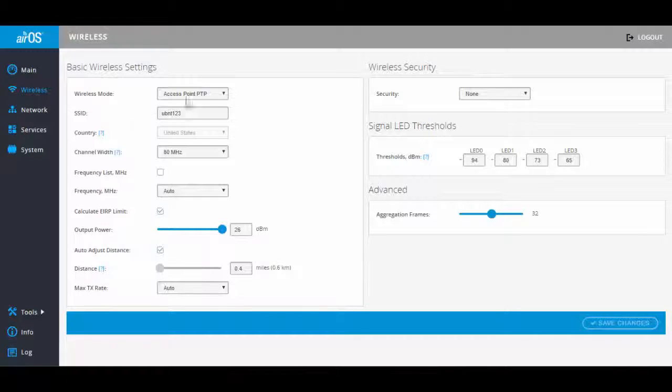One is the access point point-to-point mode, in which the access point works as a stand-alone access point, just like a normal access point. The station point-to-point mode is where it works as one transmitter and one receiver, and the station point-to-multipoint mode works like a mesh network where there's one transmitter and multiple receivers.